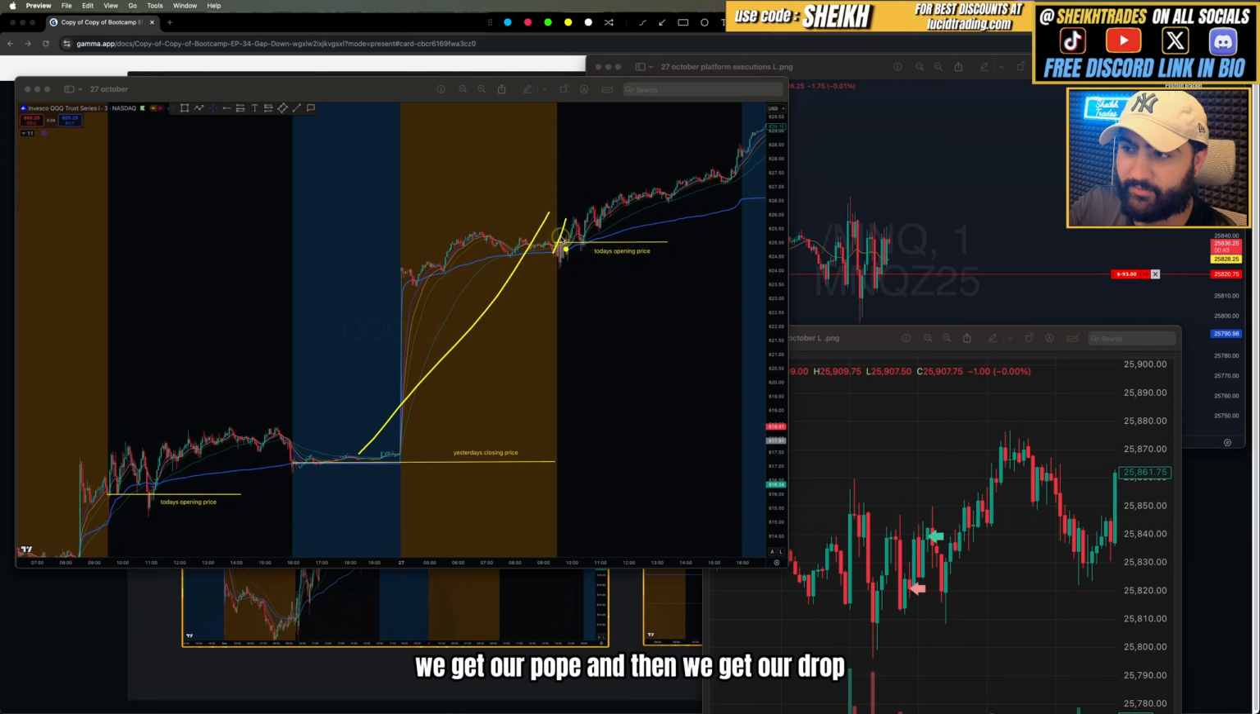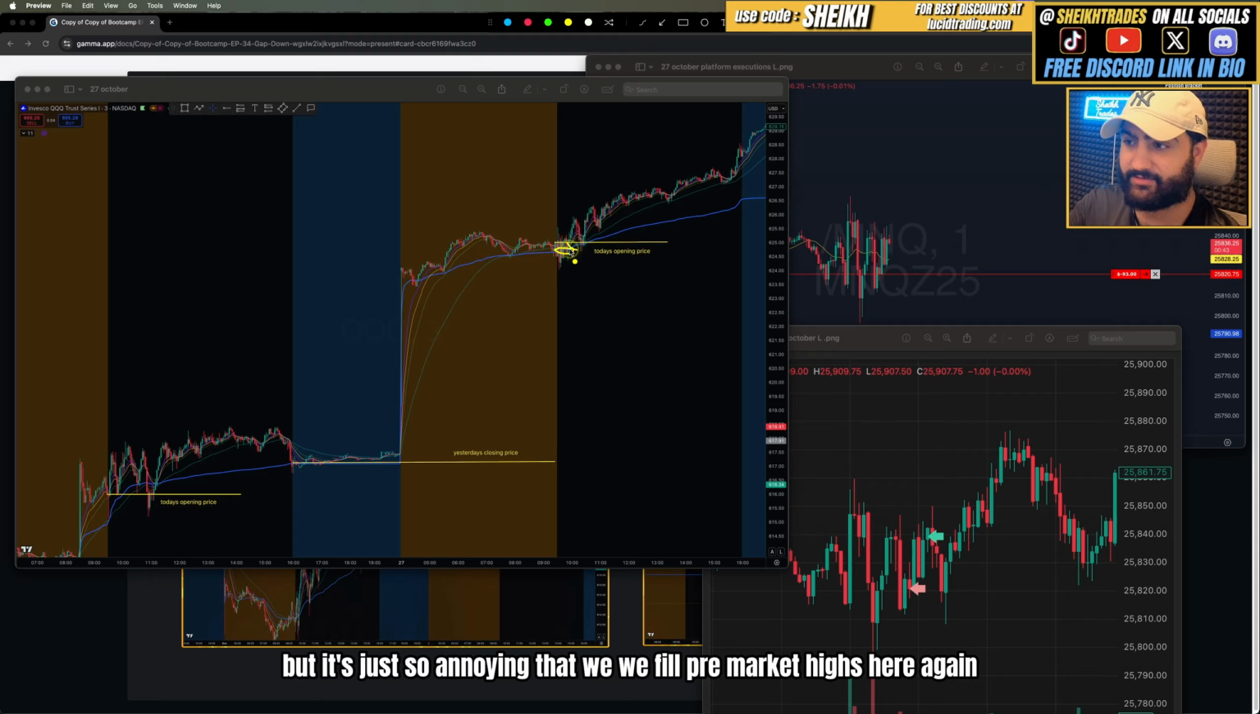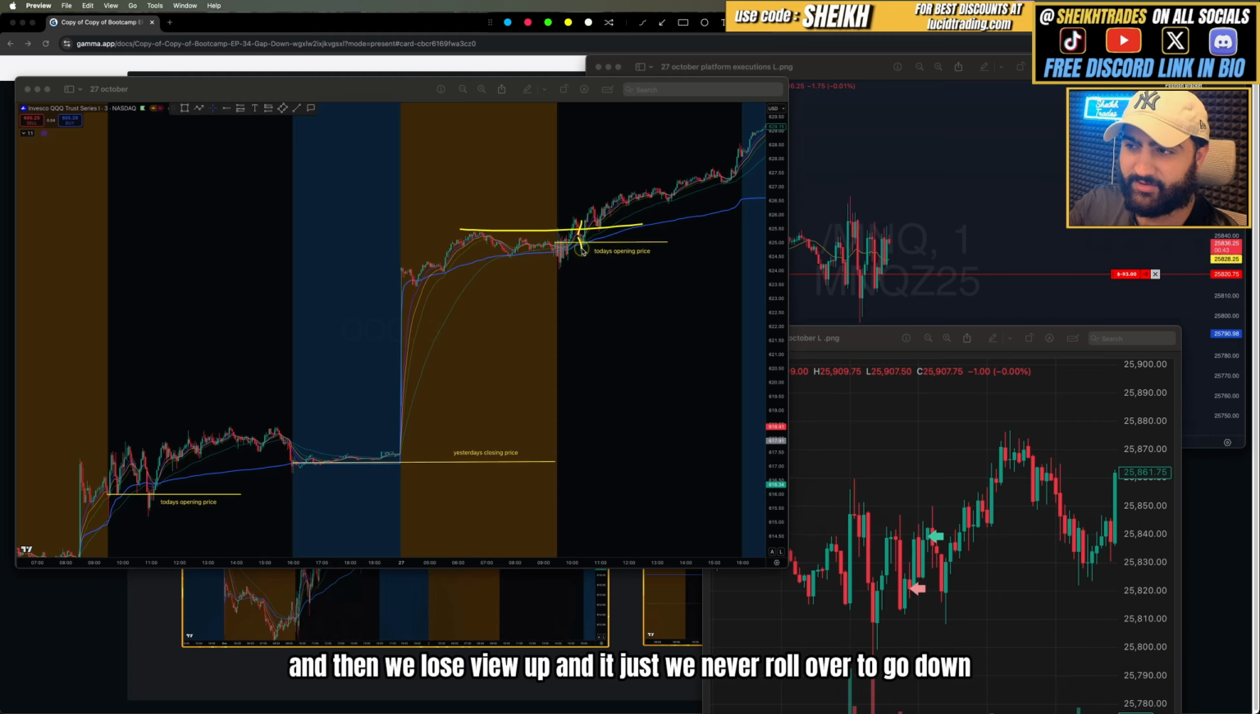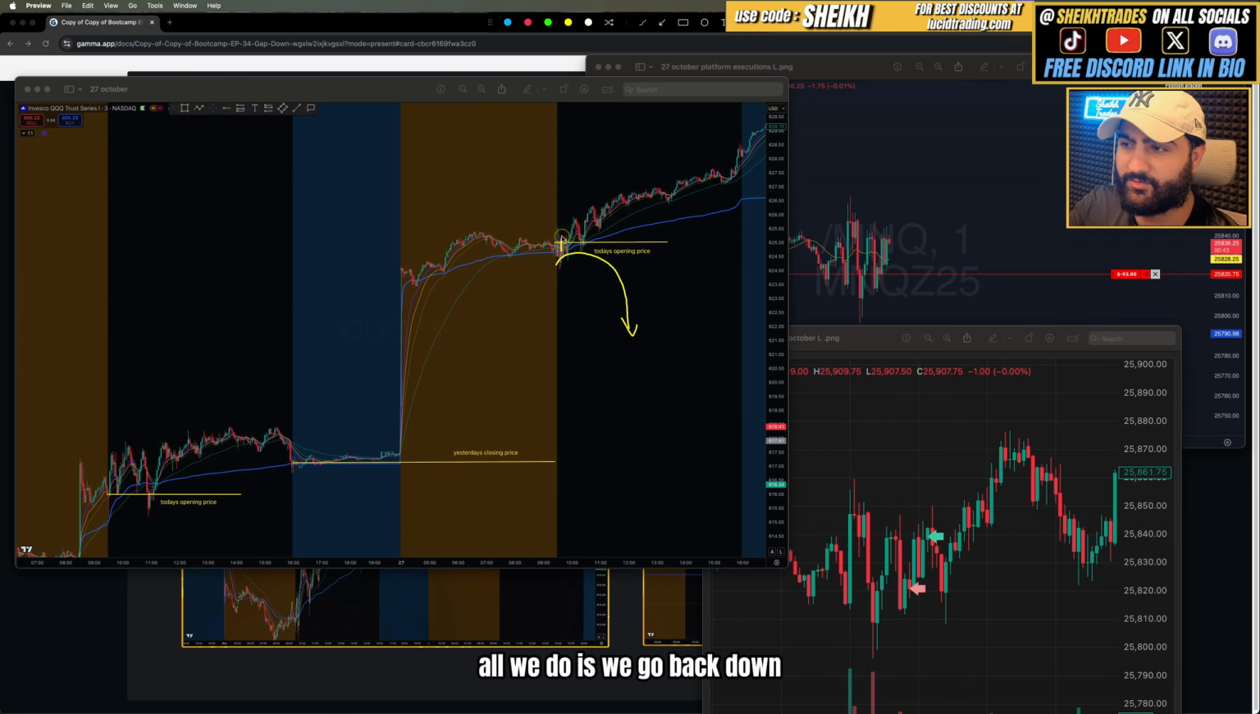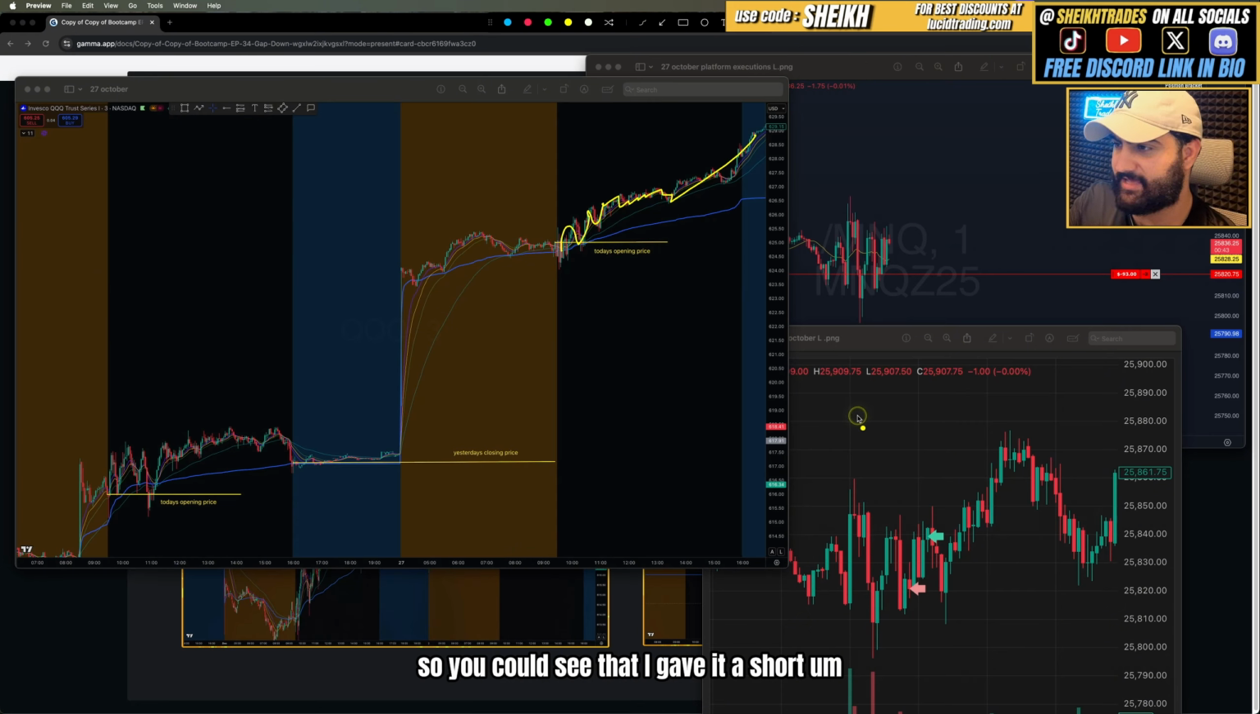We get our pop, and then we get our drop, and we keep on losing VWAP every time. But it's just so annoying that we fill pre-market highs here again, and then we lose VWAP, and we never roll over to go down. All we do is we go back down, reclaim back up, down, reclaim back up, grind, grind, reclaim back up. So you could see that I gave it a short.